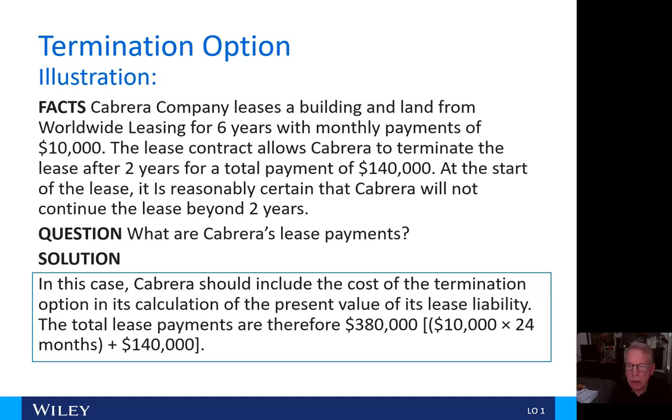In this case, Cabrera should include the cost of the termination option in its calculation of the present value of its lease liability. The total lease payments, therefore, are $380,000. That's $10,000 per month for 2 years or 24 months, plus the $140,000. Okay.